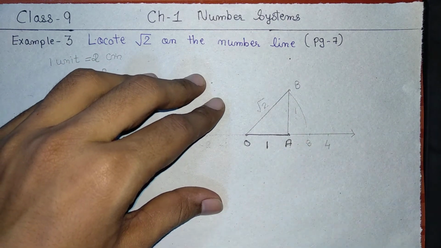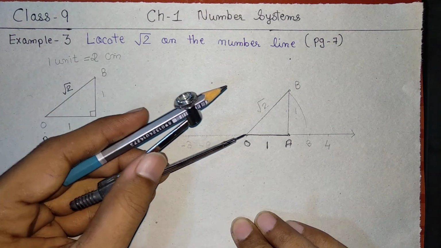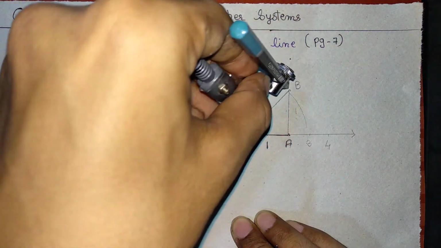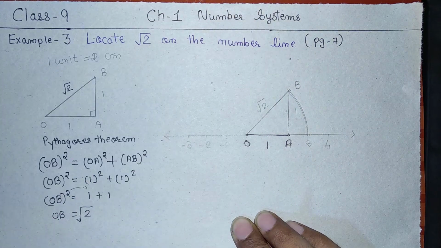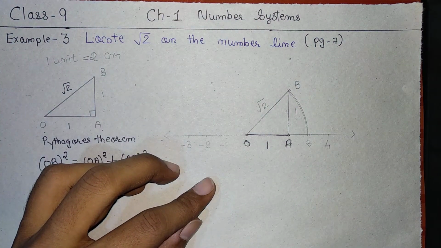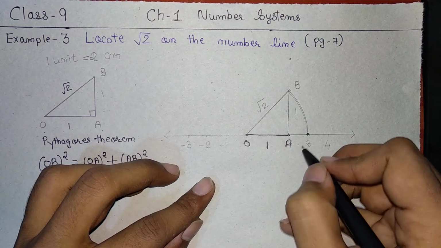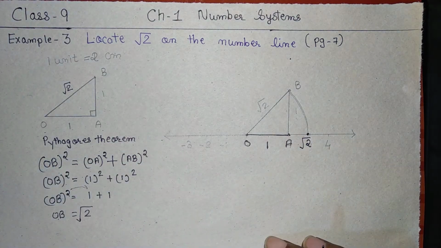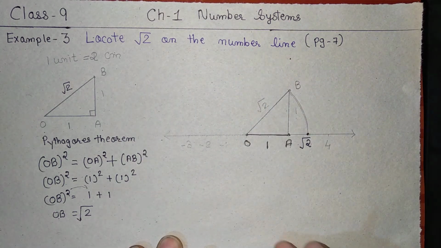Okay, let me do it one more time for you so that you will clearly understand. The first point will be on O and the second point will be on B, and then you have to connect like this. Okay, here as you can see, the point where it touches the number line is nothing but our root 2. So this is how we locate root 2 on the number line.